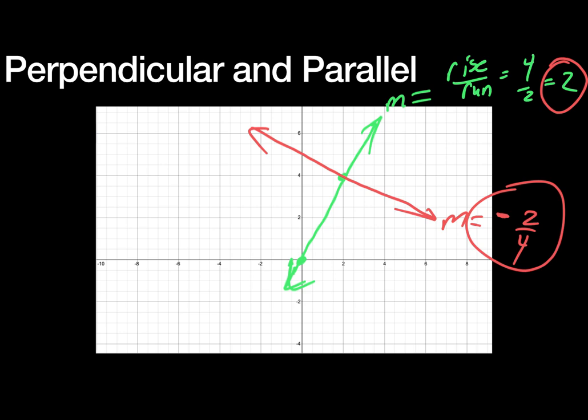But not negative over negative. That would be a positive. I take the numbers and flip them and make the other one negative. All right? And the words, again, if you've heard from past mathematicians or past math teachers, they probably or possibly use the words, the negative reciprocal.